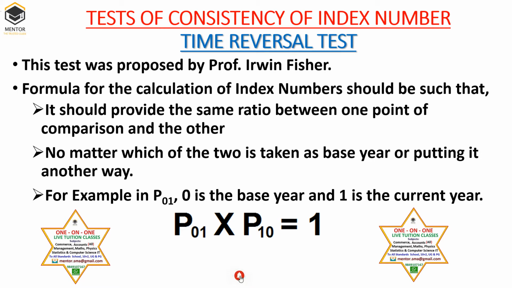So here we are just reversing the time. In the first, P01, we take the index number based on the base year. In the second, we take the index number based on the current year. If we reverse the time in this way, then it is called our time reversal test. If I multiply these two, I should get unity, that is 1. So this is all about our time reversal test.